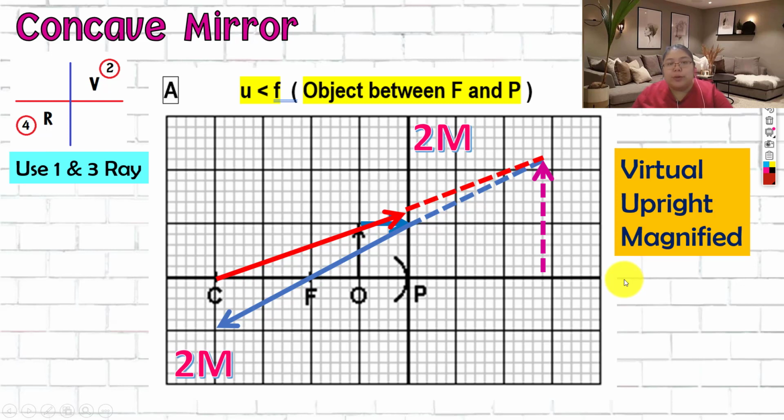Then the following, I want to move the object. Just now the object was less than f. Now I want to move the object further behind. Okay, let's see here.